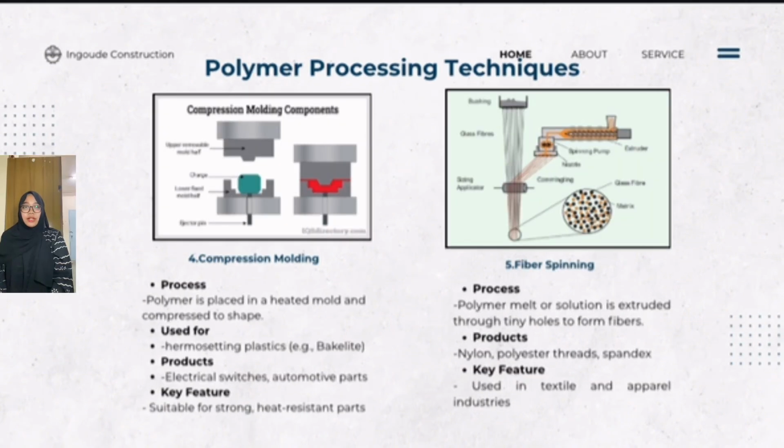Compression molding, on the other hand, is mainly used for thermoset plastics. It compresses polymer in a mold, often for durable parts like electrical components. Finally, fiber spinning is used to make synthetic fibers for clothing and industrial applications. Polymers like nylon or polyester are melted and drawn into long threads. Each method is chosen based on the polymer's behavior and the desired product.